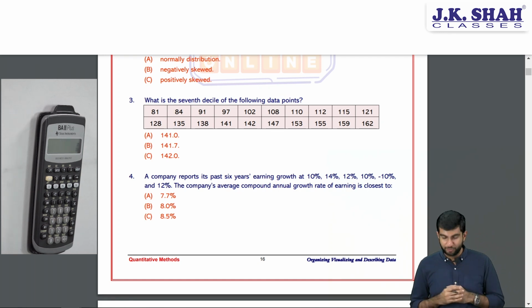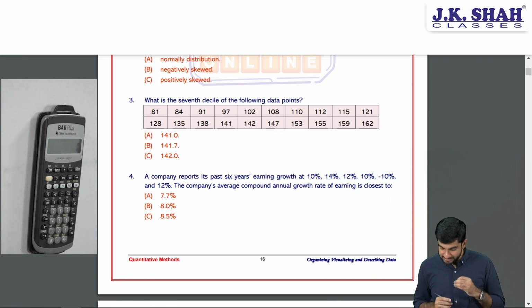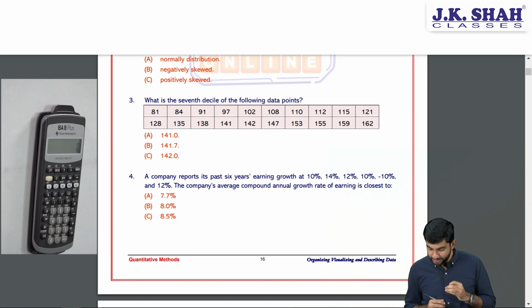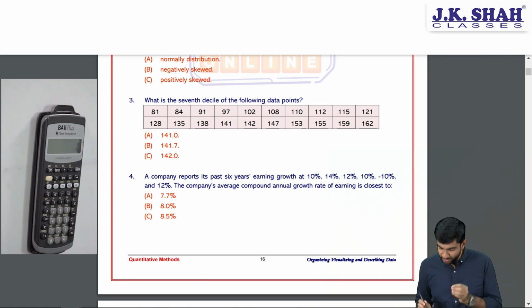Let us solve the fourth question. A company reports its past 6 years earning growth at 10%, 14%, 12%, 10%, negative 10% and 12%. The company's average compound annual growth rate of earning is closest to. Now first of all, how to calculate the CAGR using the geometric mean method. I just jot down these values 10, 14, 12.